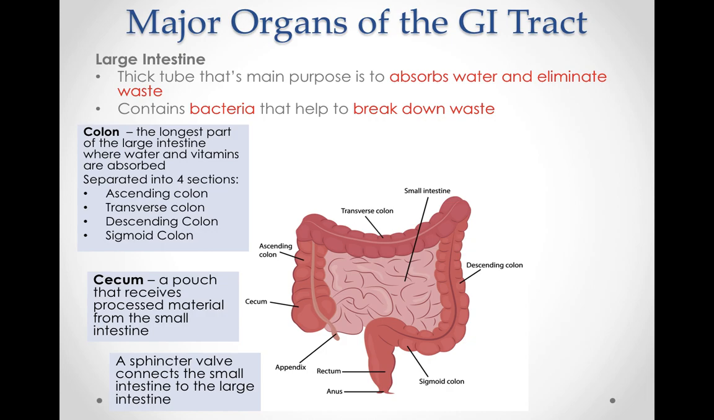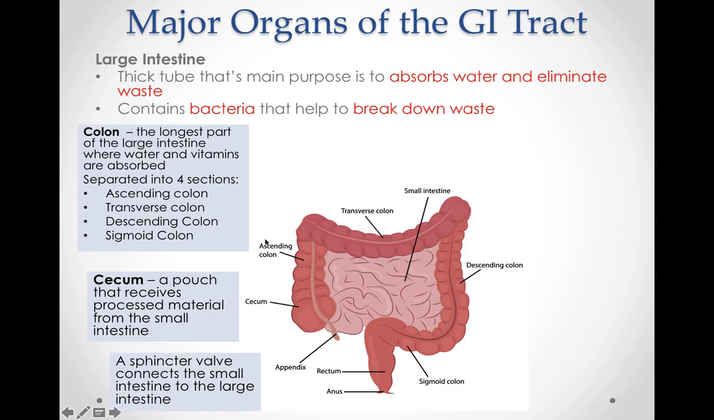Then we have the colon. So the colon is the longest part of the large intestine, and this is where the water and vitamins are absorbed. We separate the colon into 4 different sections, and the names are pretty easy to remember because it kind of follows the path that the intestine takes.